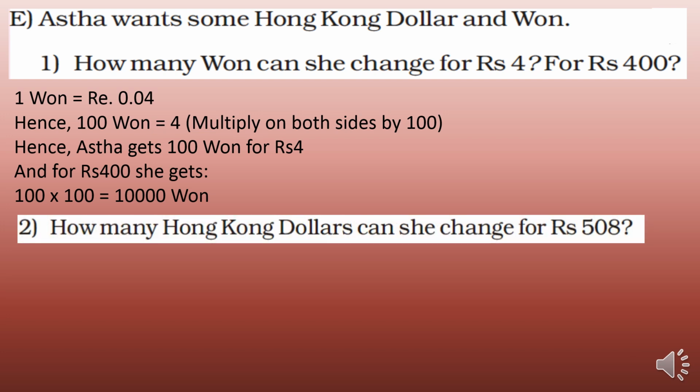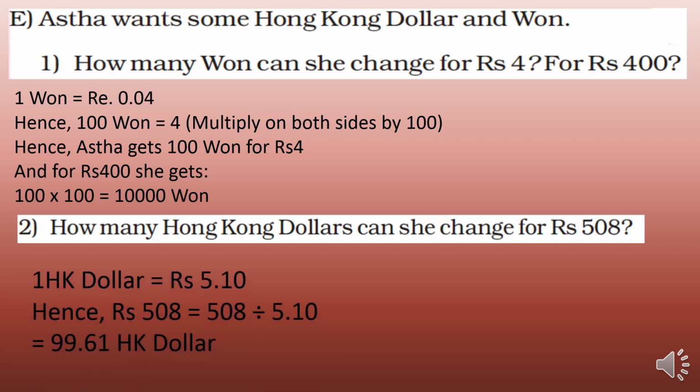How many Hong Kong dollars can she change for rupees 508? So 1 Hong Kong dollar is equal to 5.10. Hence for rupees 508, that is equal to 508 divided by 5.10. So we have to divide by the rate of the Hong Kong dollar. So 508 divided by 5.10 is equal to 99.61 Hong Kong dollars approximately.